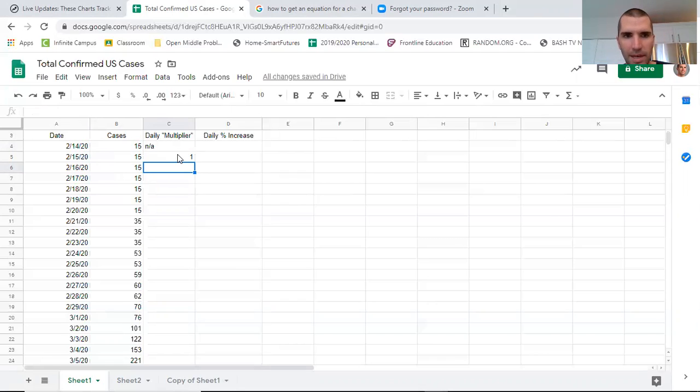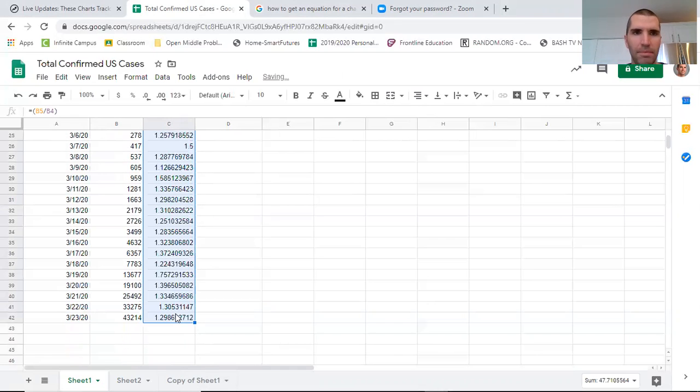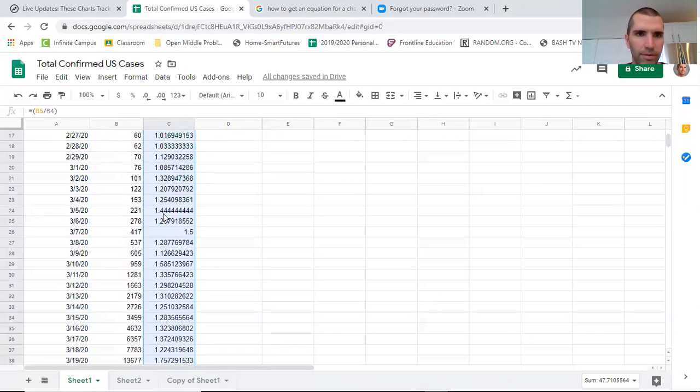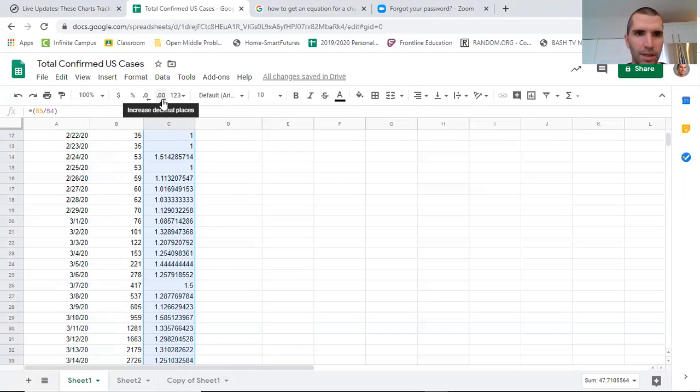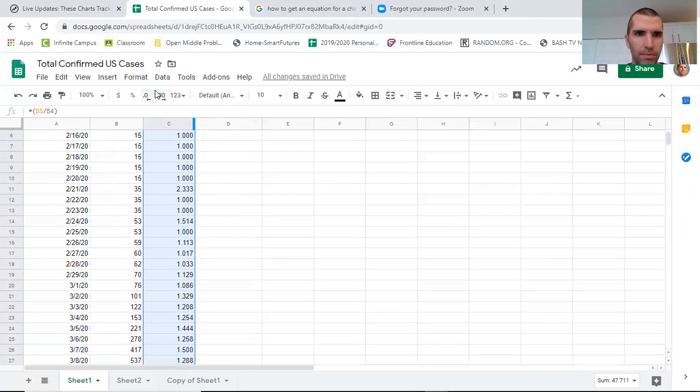Now, we could type that in every time, the y value divided by the previous, or we can just click on cell C5 and that little box pops up, and we can drag it all the way down, and that'll copy that formula down the whole way. So this shows our multiplier for all of these days. Now, these multipliers are really long. If you want to make the decimal smaller, you can click where it says decrease decimal. I made it a little too small, but I'll make it 3 decimal places for now. So you can see those are our multipliers.